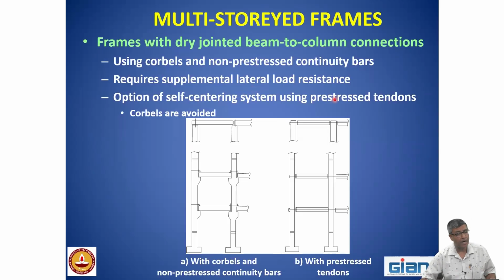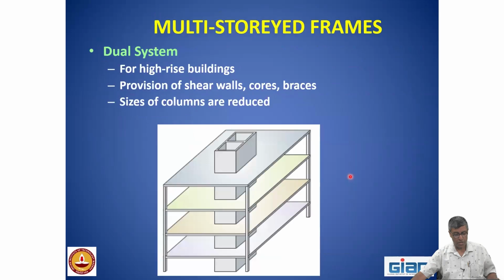Options of self-centering are possible. Now I have seen, at least at the university level, what they are doing is they are trying to introduce post tensioning strands from end to end, which can avoid the use of corbels and also provide this self-centering action with some dissipating elements of mild steel. Dual system means it is a mix and match of the frame system as well as the wall system to get the benefit of both of them.